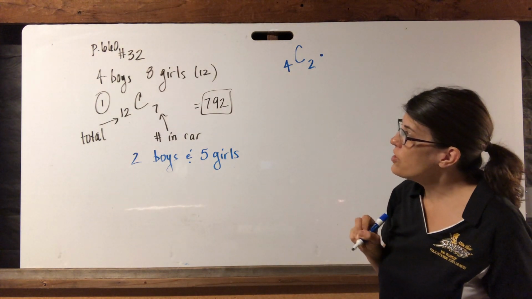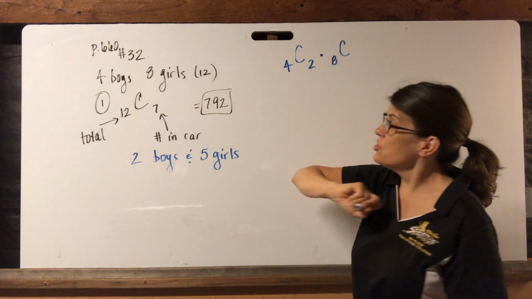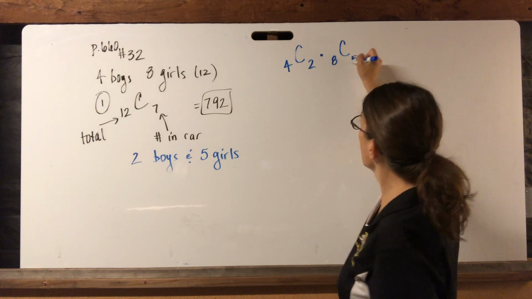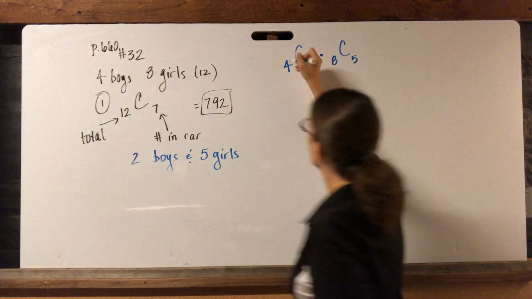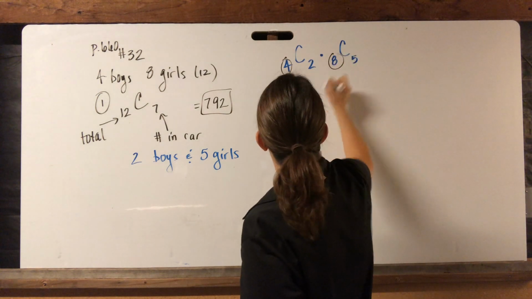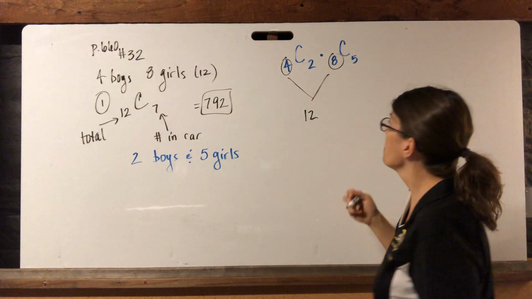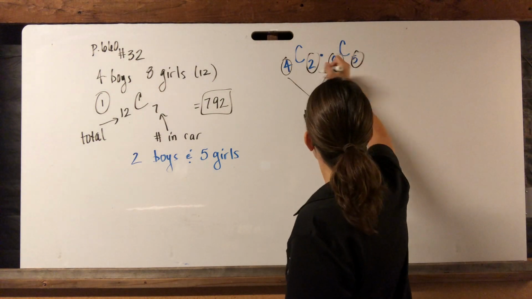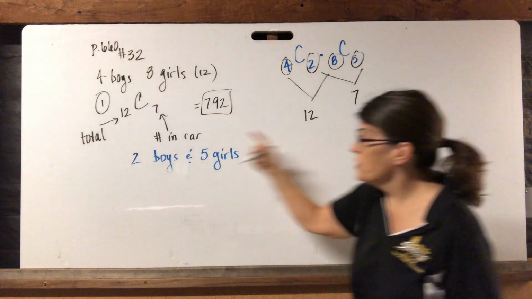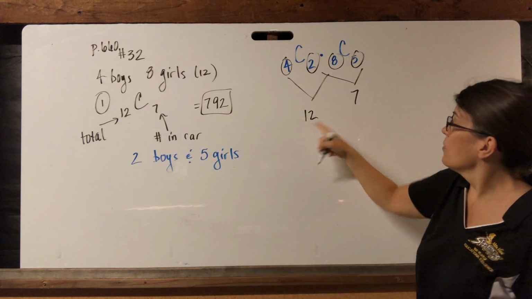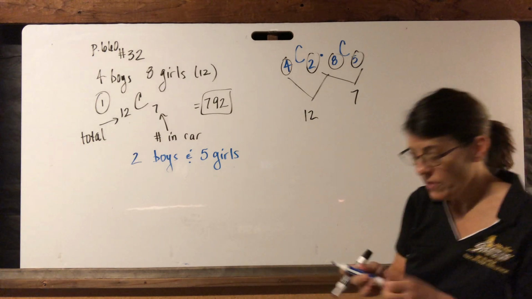So how many girls are there? There are 8 girls. I want to choose 5 of them. This is critical. Four plus 8 is 12. There are 12 total kids to choose from. 2 plus 5 is 7. This is how many are going to be going on the trip. Notice 12C7. That adds up to 12C7. Okie dokie. So let's plug into our calculator.